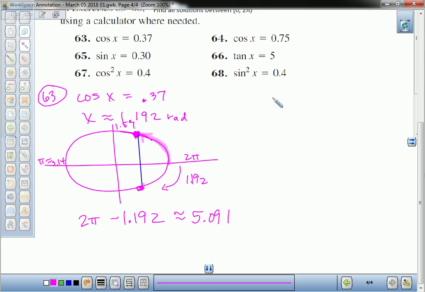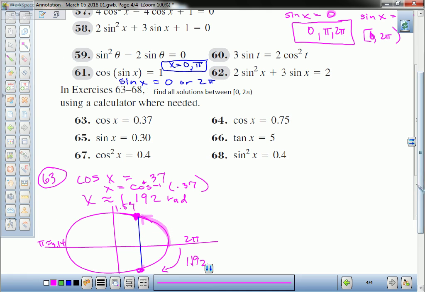How did I get 1.192? I did inverse cosine on my calculator, and I made sure I was in radian mode, not degree mode, because this is in radians. All right, what else, guys?